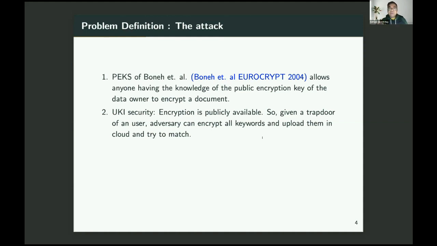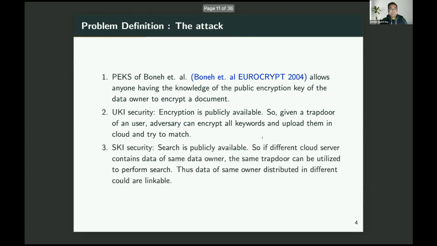The problem is the following. In the future, whosoever will be searching using a secure trapdoor mechanism, the same search will propagate over the adversarial data. And if there is a match in the adversarial data, the adversary can guess the search pattern. So that is called the UKI security, where the secrecy of the user's search is getting revealed to the adversary.